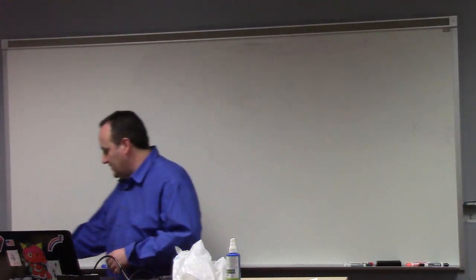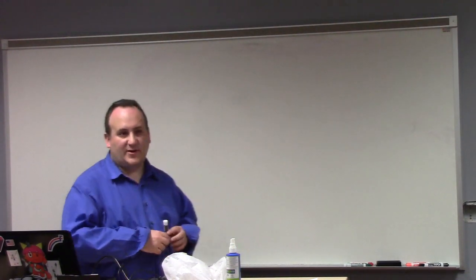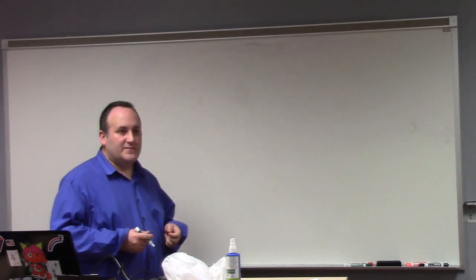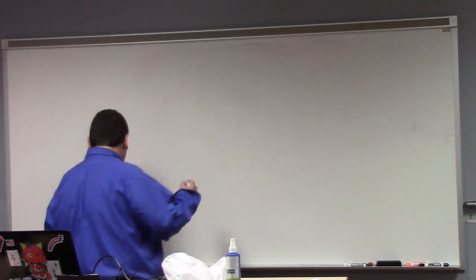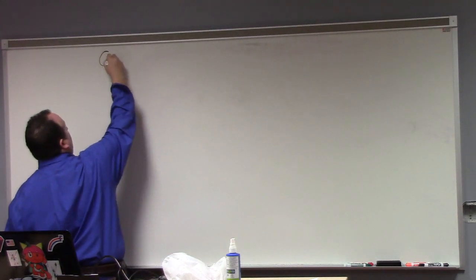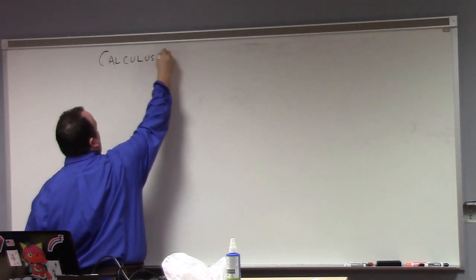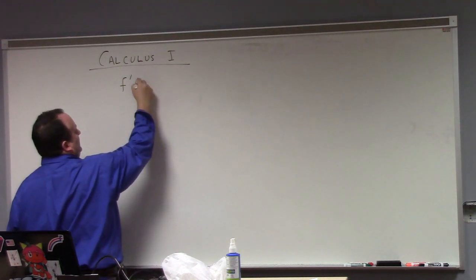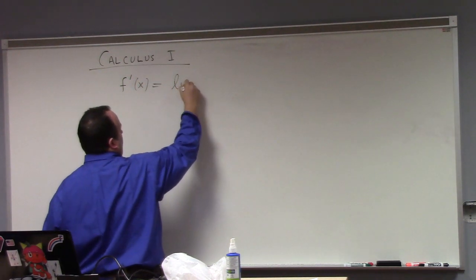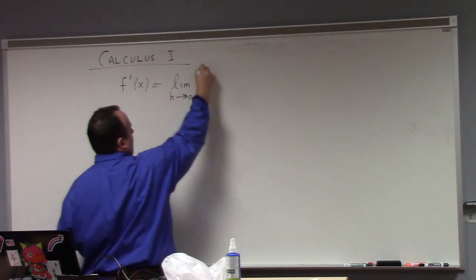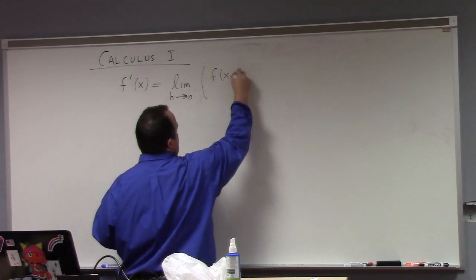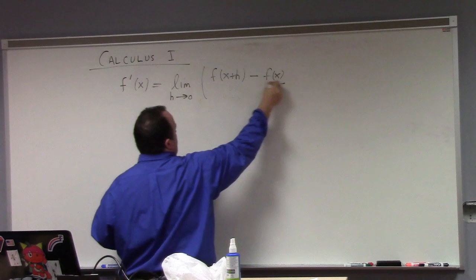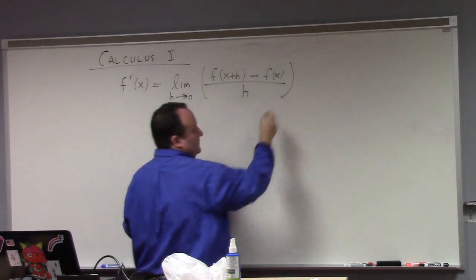So how many of you know what the fundamental theorem of calculus part 1 says? Anybody? What's the definition of the derivative? Let's start with that. You might recall that f prime of x was equal to the limit as h goes to 0 of f of x plus h minus f of x, divided by h. You remember this?